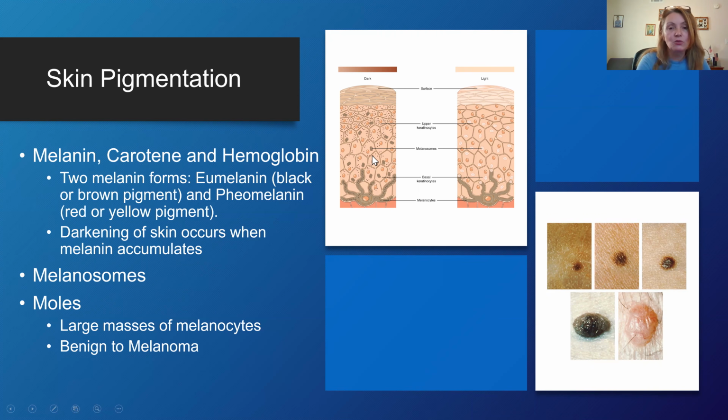So melanin is stored inside melanosomes, and melanosomes are organelles that synthesize and store melanin. And large masses of melanocytes produce moles. So moles are just aggregations of melanocytes, and most of the moles are absolutely harmless. Some can, however, turn into melanoma, and that would be the cancer of melanocytes. But most of them are just benign.